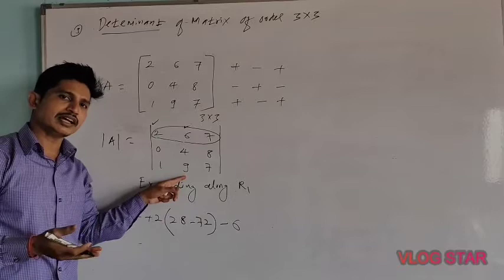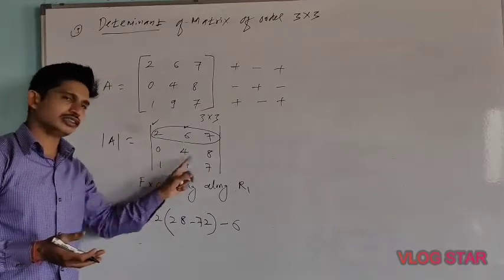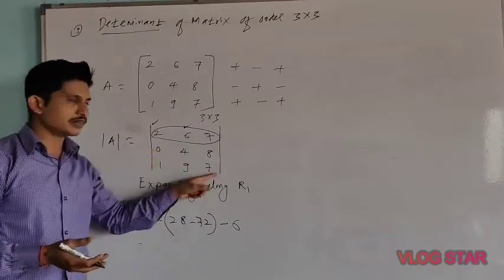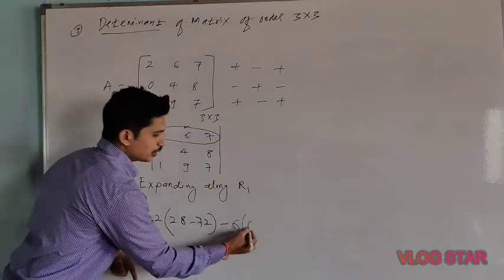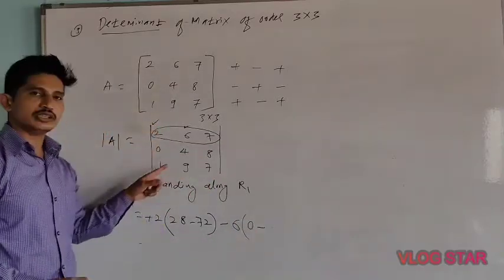How many elements left? 0, 8, 1, 7. So multiply 0 into 7 here. 0 into 7 is what now here? 0 minus 8 into 1 is what here? 8.